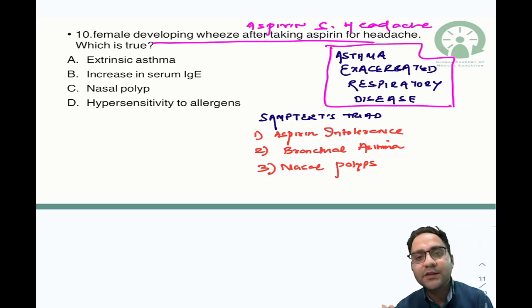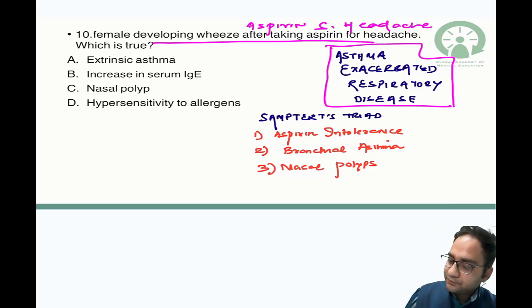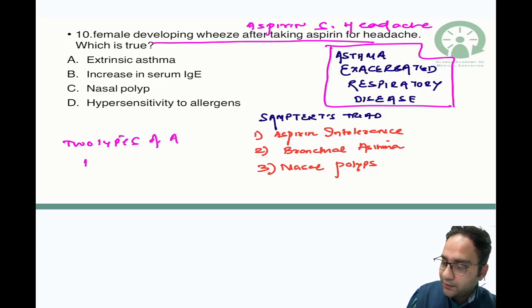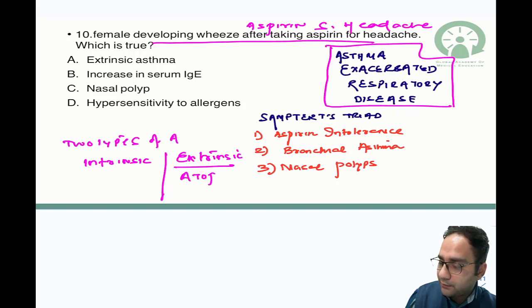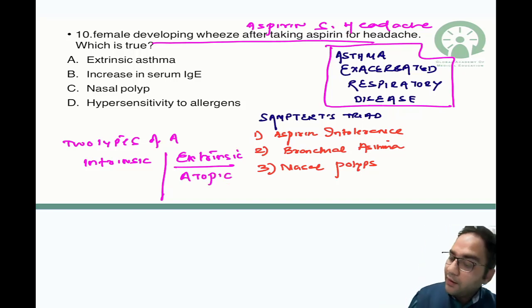And the question asked here is, which of the following is true? As you know, there are two types of asthma that we see: one is the intrinsic and the other is the extrinsic, right? The extrinsic one is atopic and the intrinsic asthma is non-atopic.